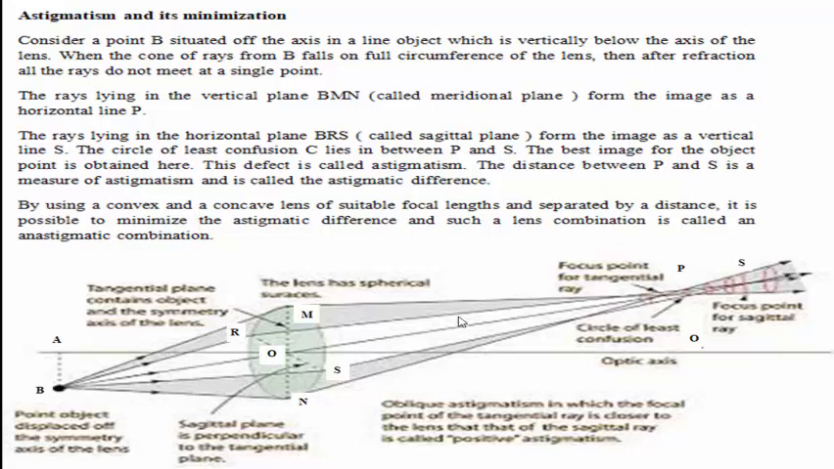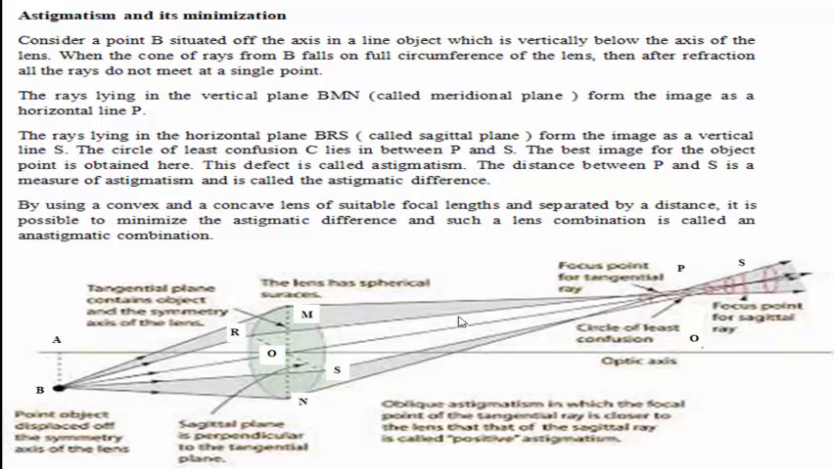The rays lying in the vertical plane, that is BMN, called the meridional plane, form the image as a horizontal line that is denoted with P. The rays lying in the horizontal plane BRS, called the sagittal plane, form the image as a vertical object line, that is S.